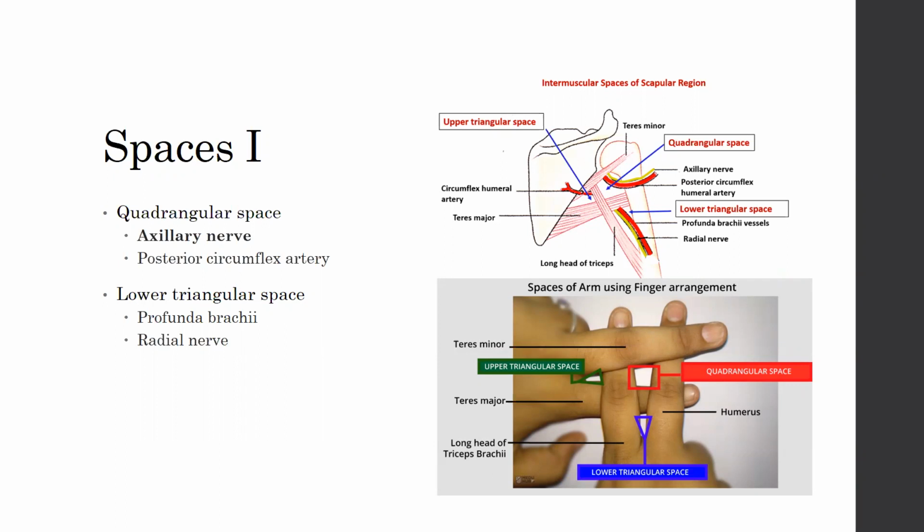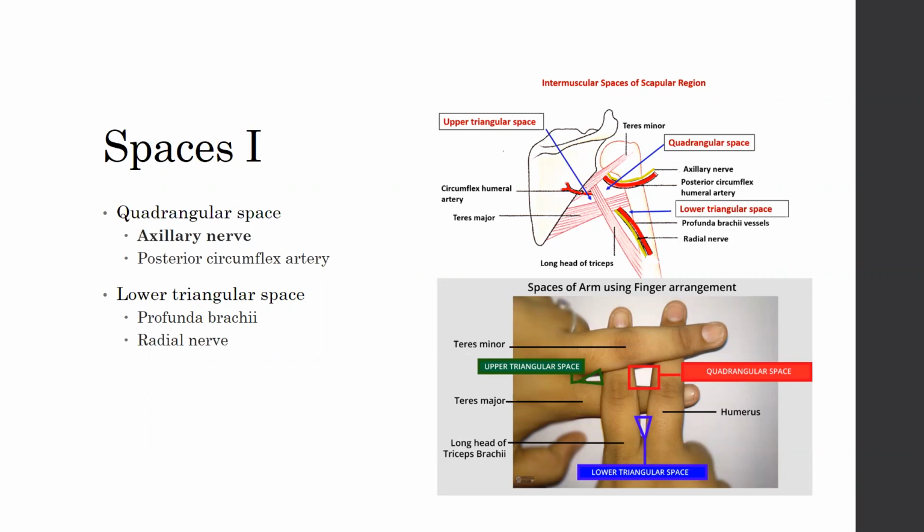So basically hold two peace signs up and then put your right hand peace sign into your left hand peace sign. And you're basically looking at the back of someone's right shoulder. So you can look at the label thing on the bottom right. You have your humerus here, long head of your triceps here, and then teres minor and teres major.